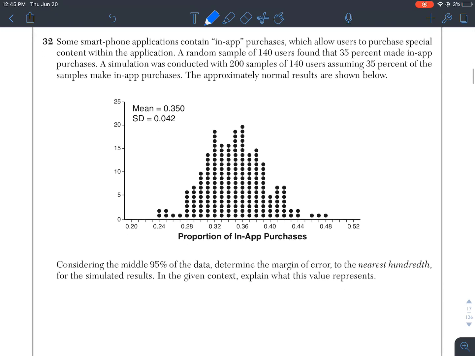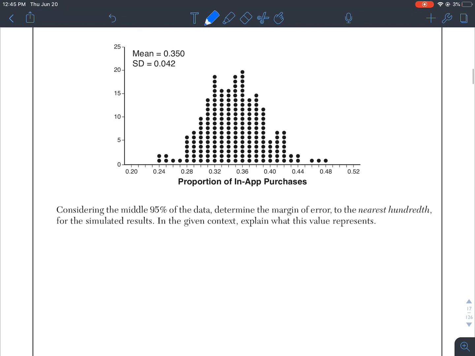For 32, some smartphone applications contain in-app purchases, which allow users to purchase special content within the application. A random sample of 140 users found that 35% made in-app purchases. A simulation was conducted with 200 samples of 140 users, assuming 35% of the samples make in-app purchases. The approximately normal distribution results are shown below. Considering the middle 95%, determine the margin of error to the nearest hundredth for the simulated results. In the given context, explain what this value means.